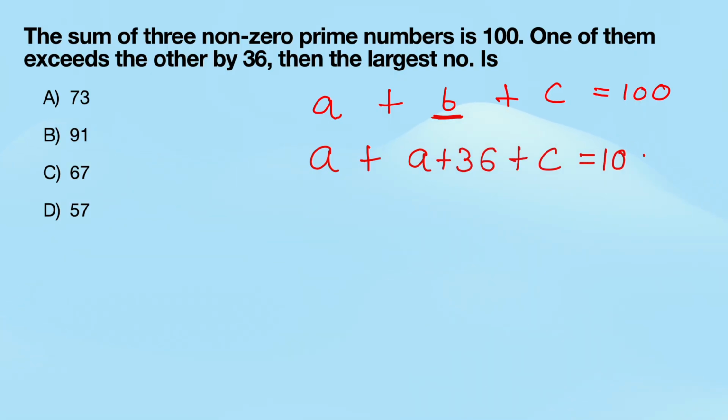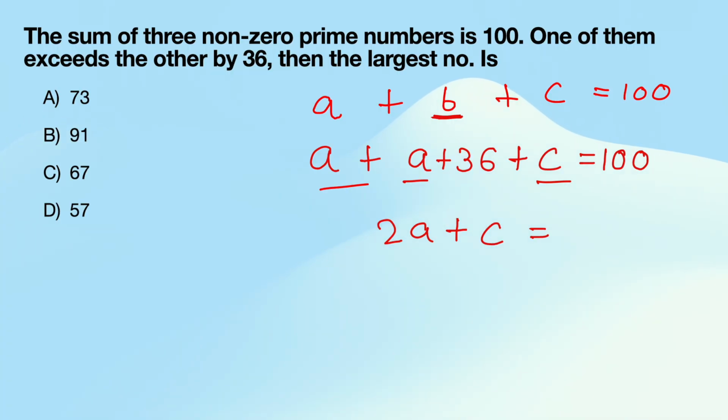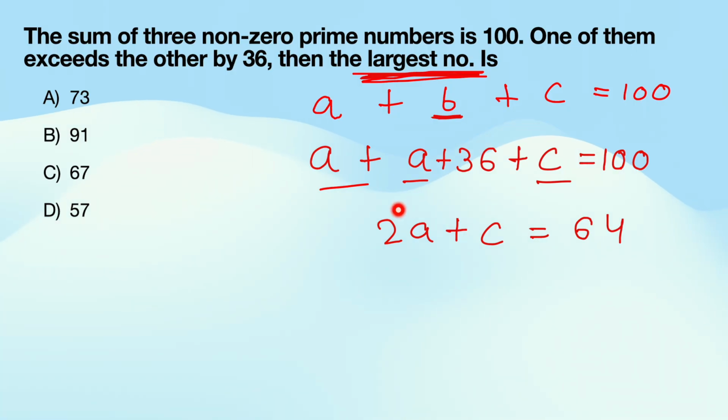Yes or no? Alright. It means if I try to solve this equation, I can write like 2A plus C equals to 36. When shift to this side, it will be 100 minus 36 means 64. Any doubt? Now I have to find the largest number. I just have this equation that twice of a prime number plus a number equals to 64. Okay.